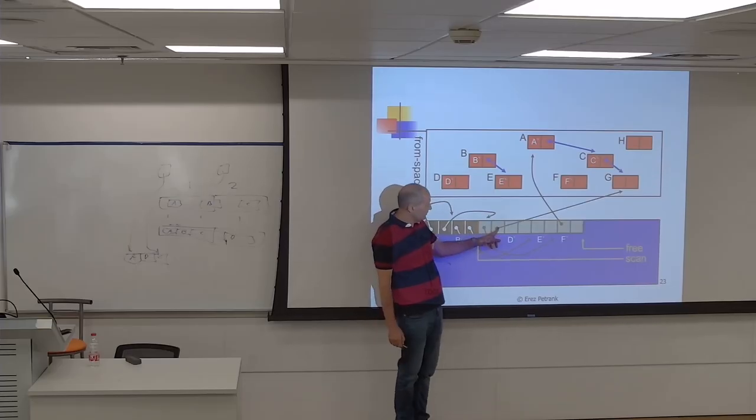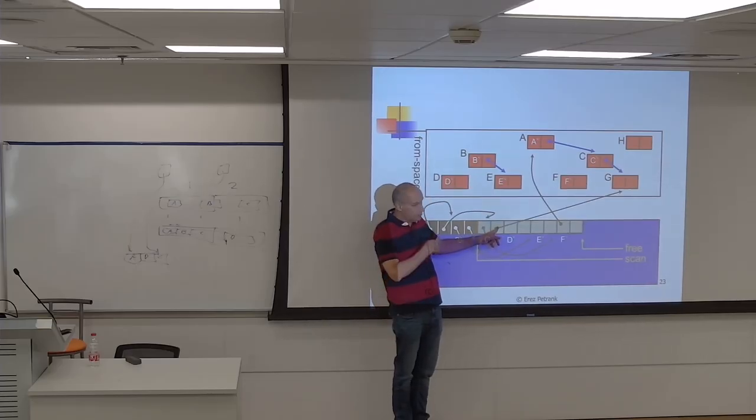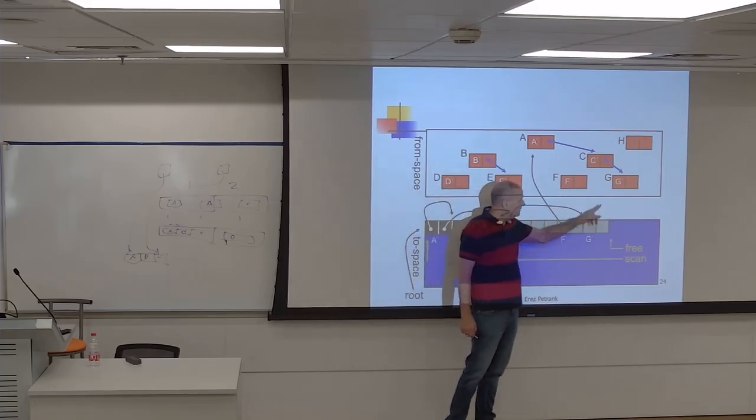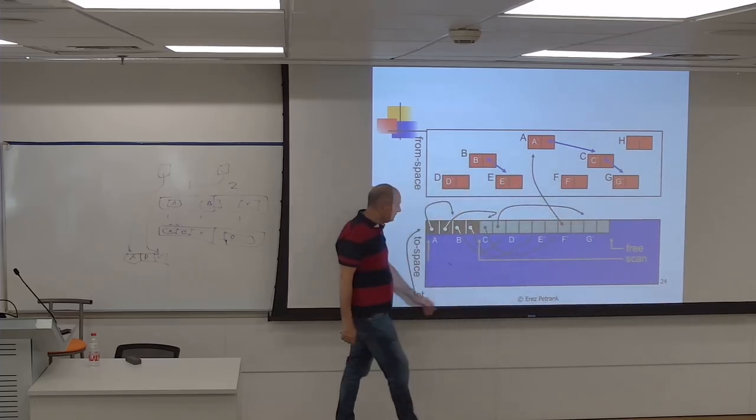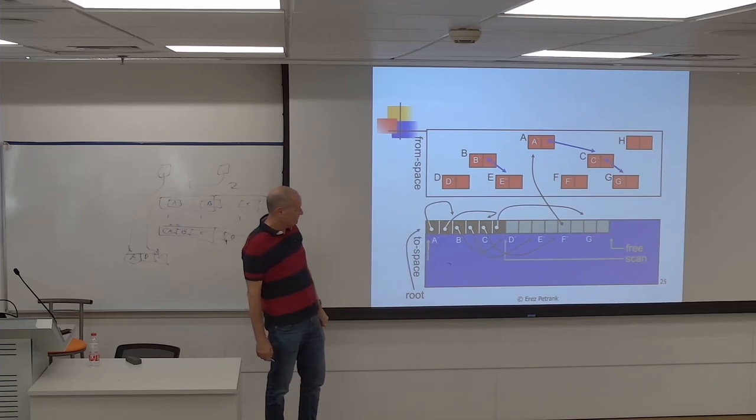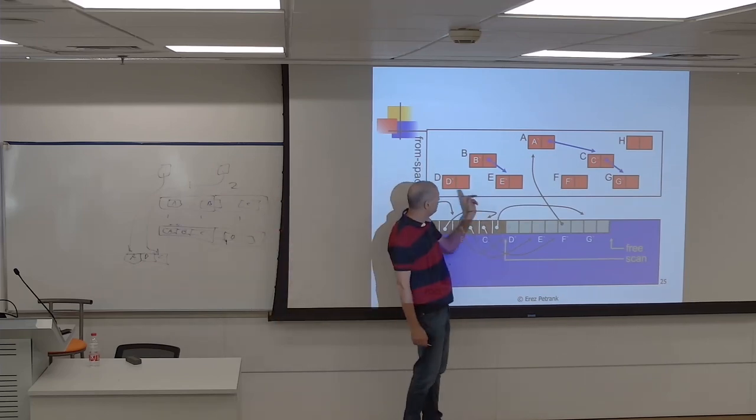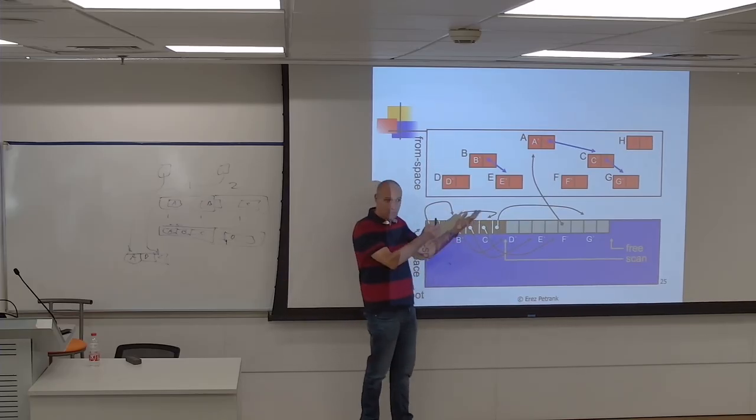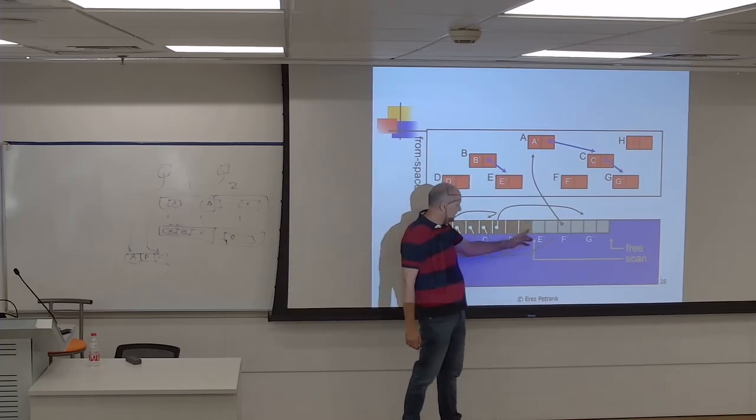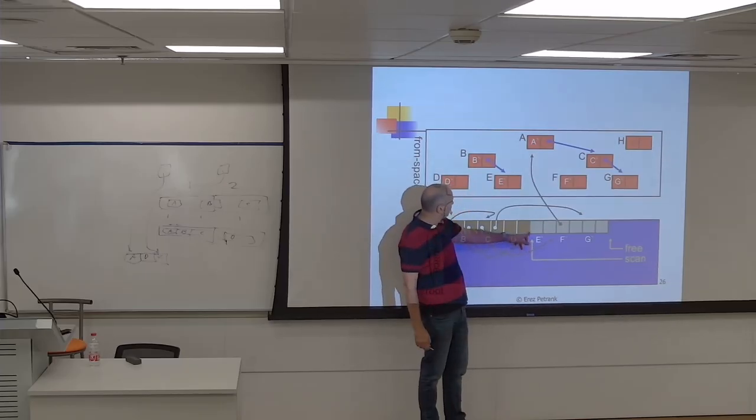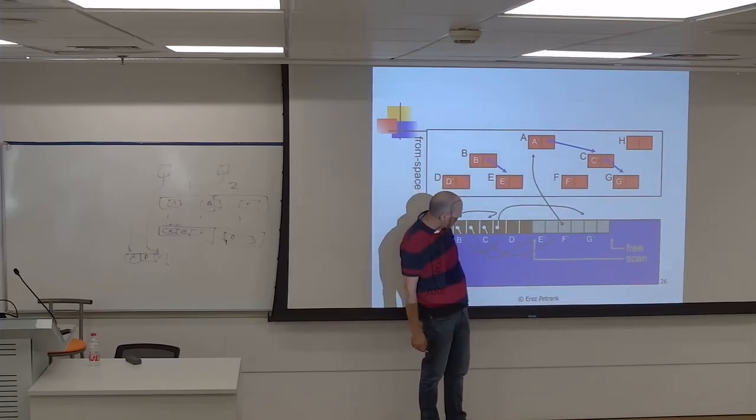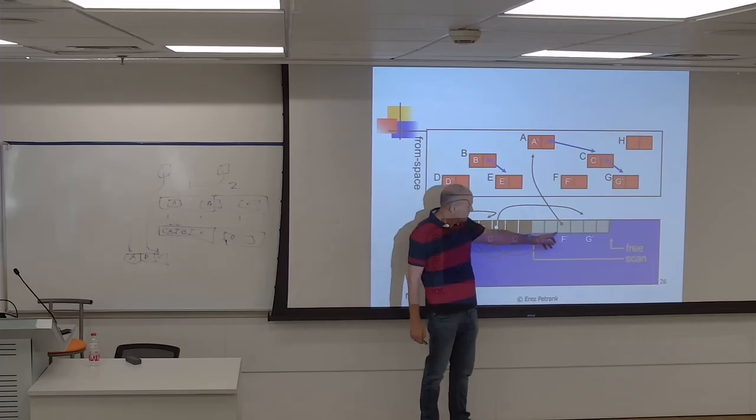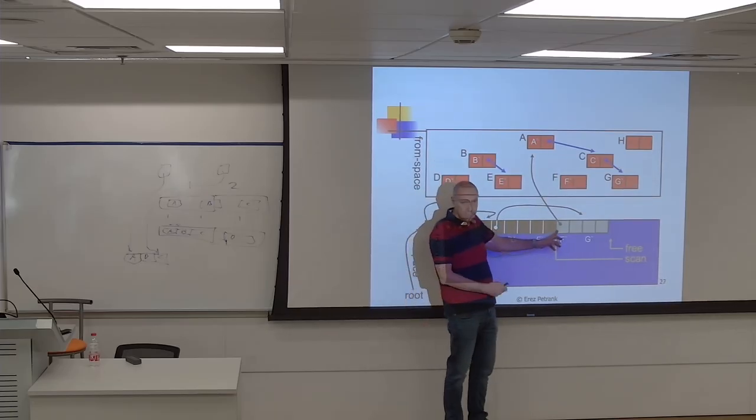I will go to this pointer that points to G. I will need to copy G, fix this pointer, and leave a forwarding pointer in G, and I'm done with C. So now I look at D. D has no pointers, so I can just go over it and mark it scanned. And then I go to E, and E has no pointers, so I can mark it scanned.